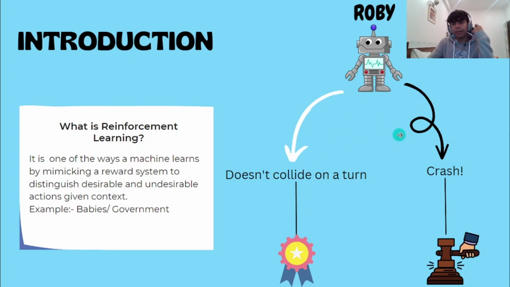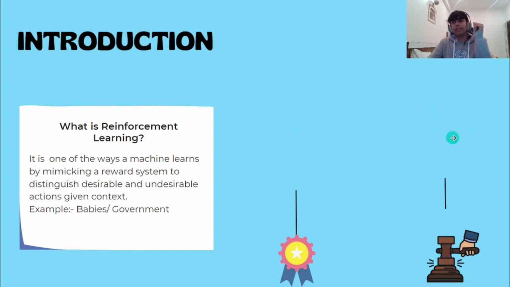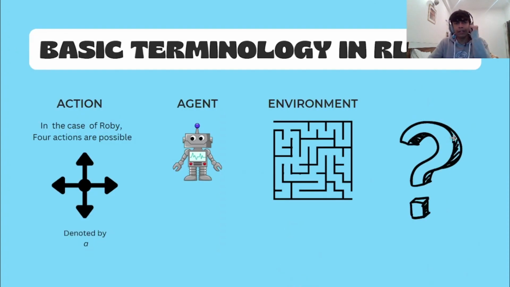Let's get deeper into the terminology that is used in RL: action, agent, environment, and something mysterious that we'll study at the end of the course. So action. In case of Robbie, there are only four actions possible. Robbie can either go forward, right, left, or backwards. Robbie is the agent himself. Think about the agent as the entity who's making all of those decisions in real time and getting affected by them at the same time through rewards.